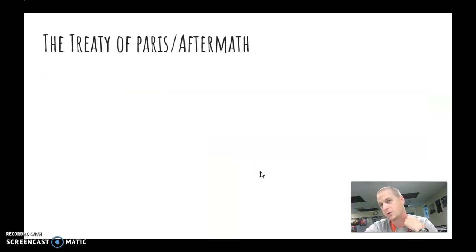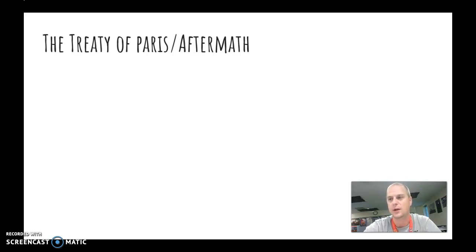So, aftermath, the Treaty of Paris. One thing I want you to understand about treaties is that treaties are not always named after the countries that signed them or who was involved in the war. The treaties are named after where they were signed and negotiated. So that's typically what happens.